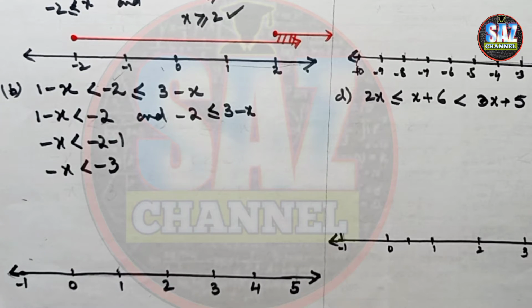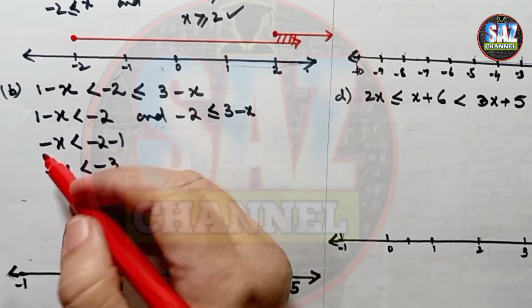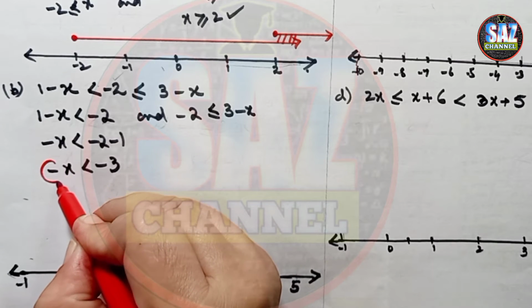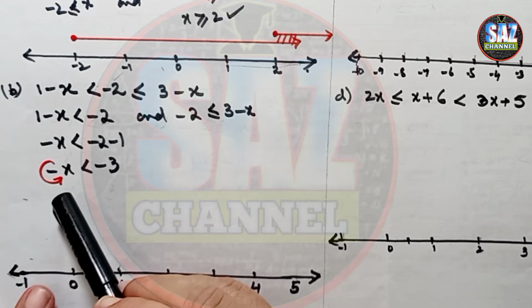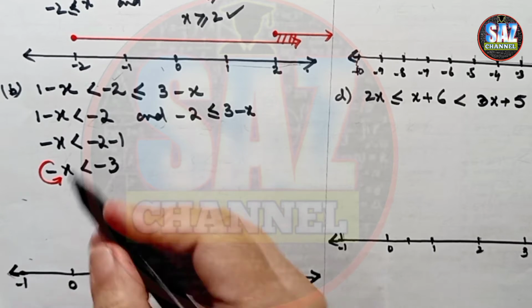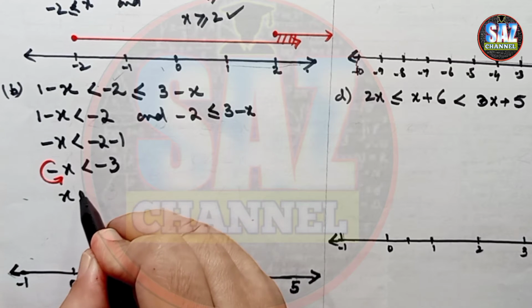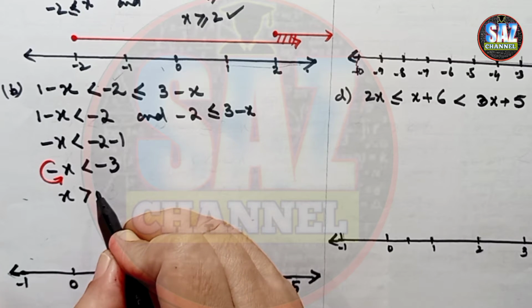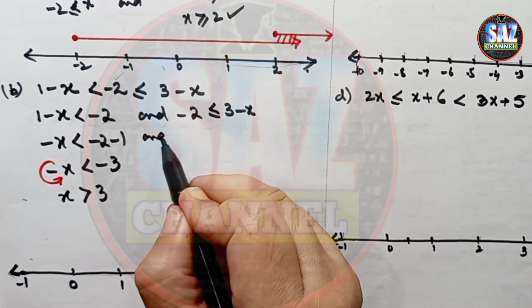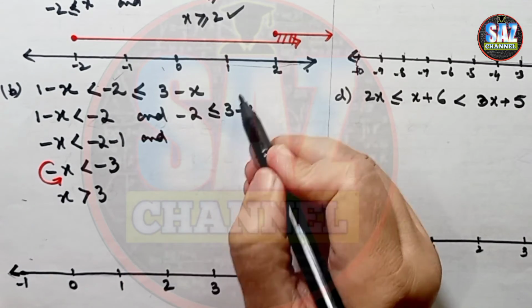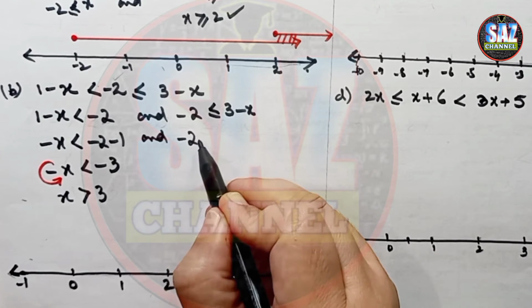Now in order to get the value of x, I need to make the variable positive. X has the negative sign with it, and when I multiply this inequality by minus sign to make the variable positive, I have to reverse the direction of inequality as well. So x is greater than 3. Coming to the second part, minus 2, shift this minus 3 to the other side.